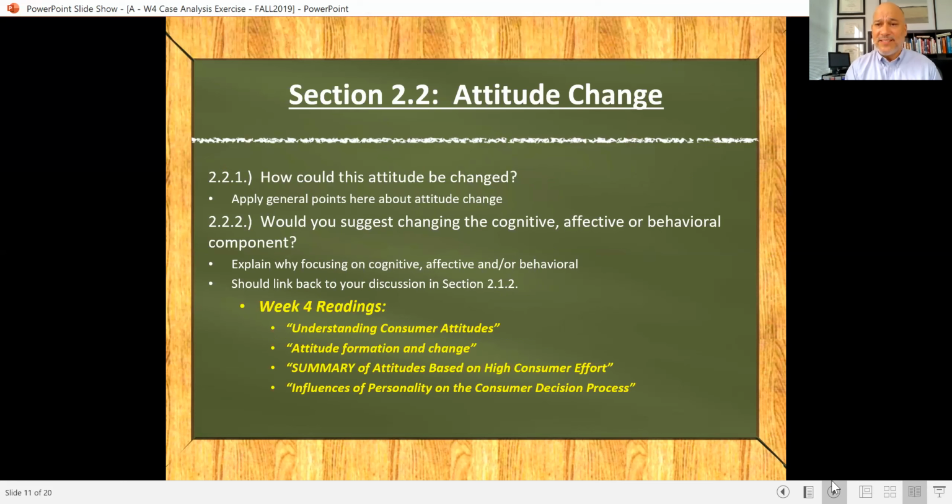Here again, we have 3 questions. Be sure to address all 3 questions. First question is, how could you change this attitude? Here you want to apply general points about attitude change. This goes with the second question, question 1 and 2 really go together. Would you suggest changing the cognitive, affective, or behavioral component? So in terms of how you would change it, just talk about general points about attitude change.